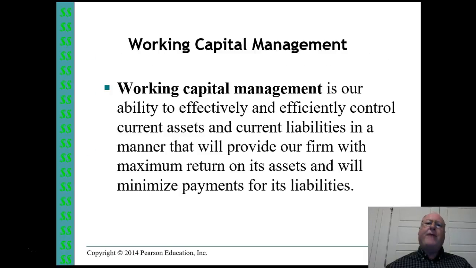So working capital management is effectively and efficiently controlling your current assets and your current liabilities in a manner that provides the firm with the maximum return on its assets, will minimize payments for its liabilities, and in essence will control and manage the liquidity of a company itself.